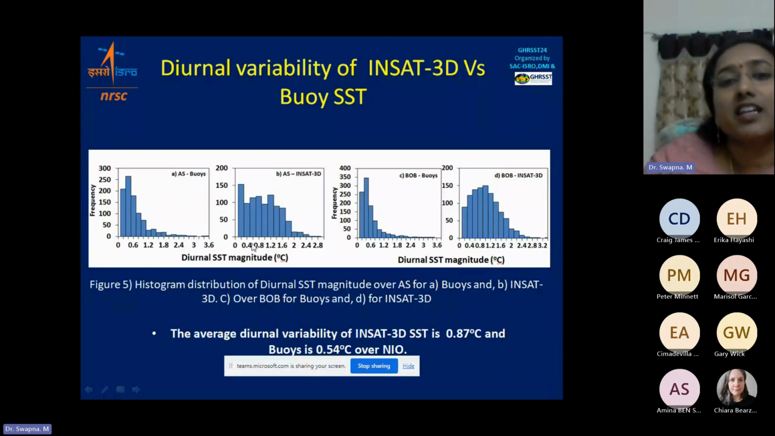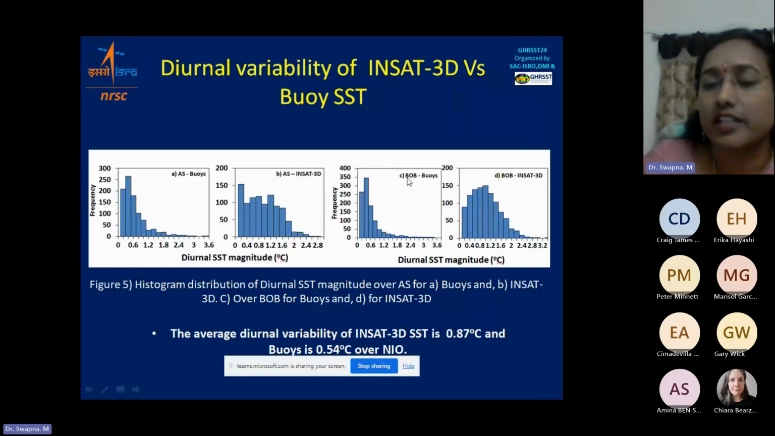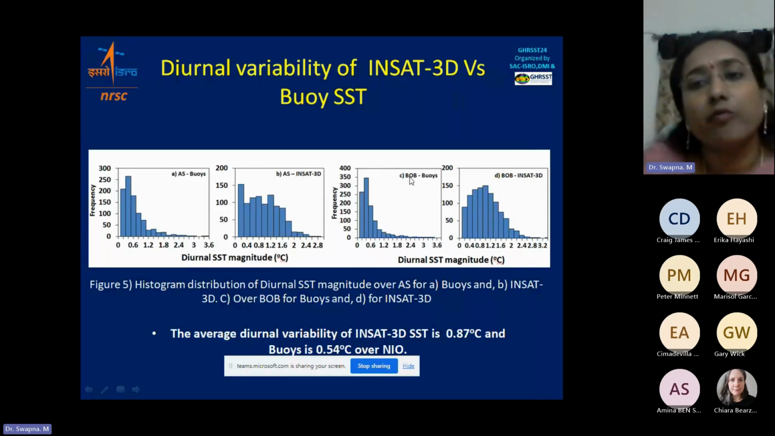But here we can see two peaks, one at 0.2 degrees centigrade, and again it is high. Many observations we have found at 0.2 degrees centigrade also. Coming to the Bay of Bengal locations, the diurnal SST magnitude for the buoys is around 0.4 degrees centigrade, whereas for the INSAT-3D SST you see it's around 1 degree centigrade.